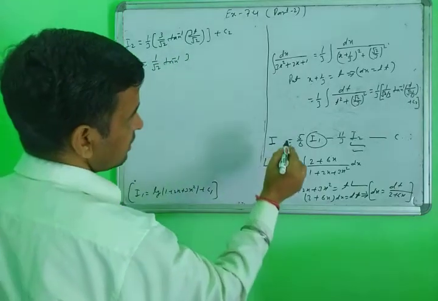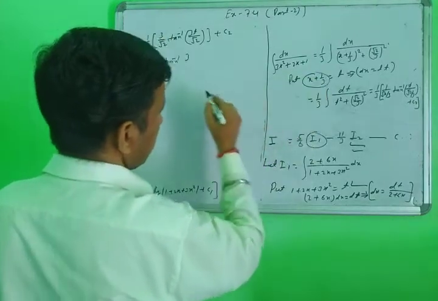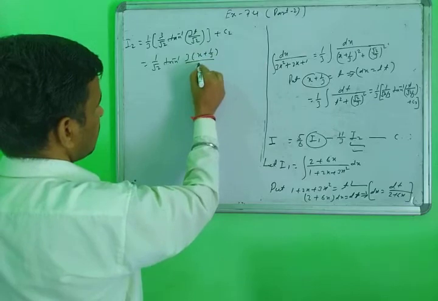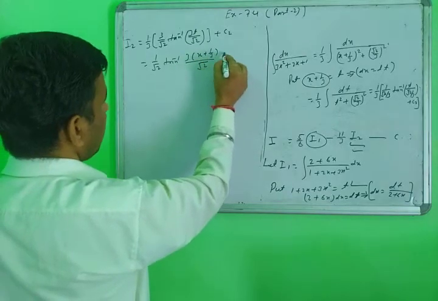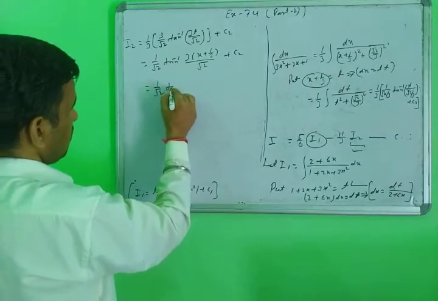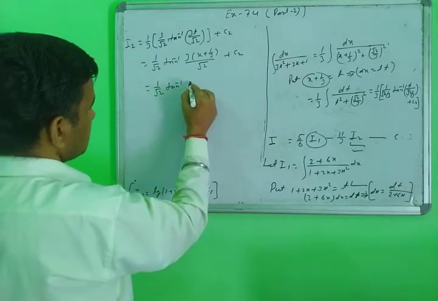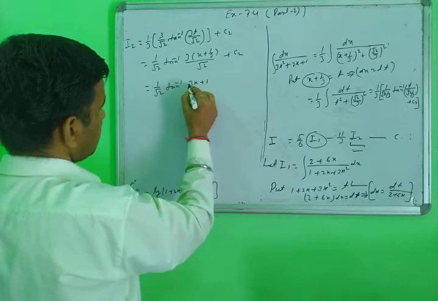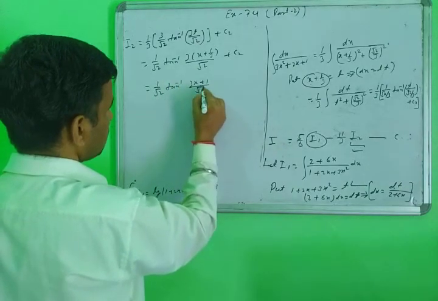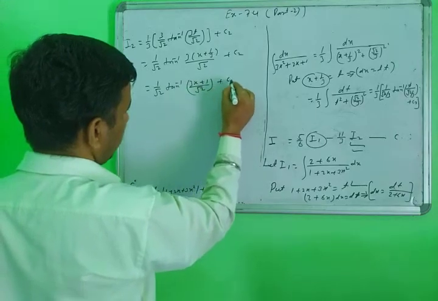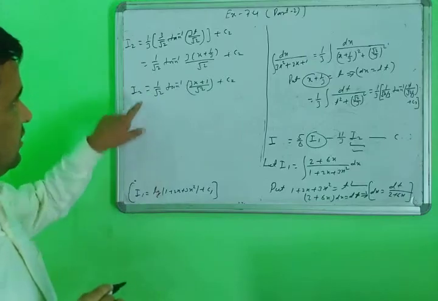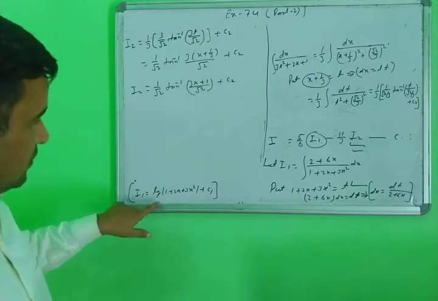What is the value of t here? The value of t is x plus 1 by 3 upon root 2, plus c2. So 1 by root 2 tan inverse of 3x plus 1 upon root 2 plus c2. So this is the value of I2, and this is the value of I1.